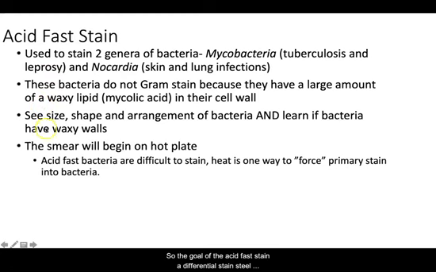So the goal of the acid-fast being a differential stain, still to recognize the size, the shape, and arrangement of bacteria. But now we want to ask the question, is this mycolic acid present or is it not? And so that's how we define acid-fast bacteria. They have mycolic acid present. And so those that don't have mycolic acid, we call them non-acid-fast bacteria.